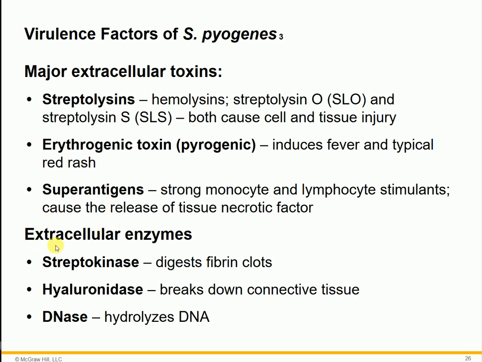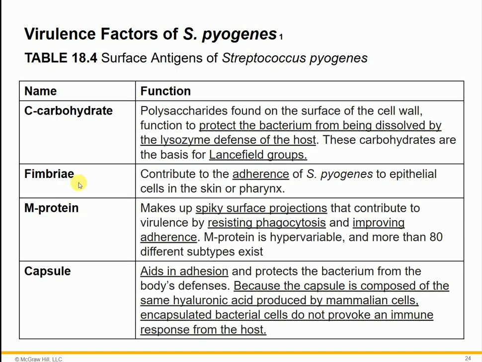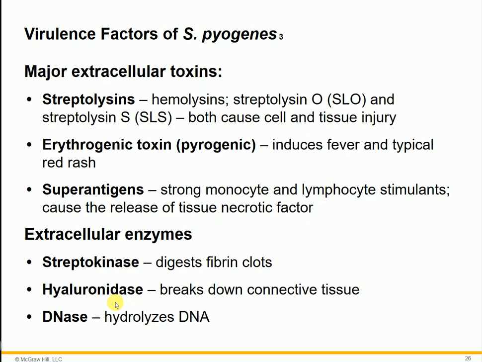Now, some of the extracellular enzymes are streptokinase, which digests fibrin clots, and this helps the spread of the infection. Hyaluronidase breaks down connective tissue, which also helps in the spread of the infection. And then there is DNase, which will digest and destroy DNA. So you see that Streptococcus pyogenes has lots of different virulence factors, all of these 5 in the table, these toxins, and these extracellular enzymes.